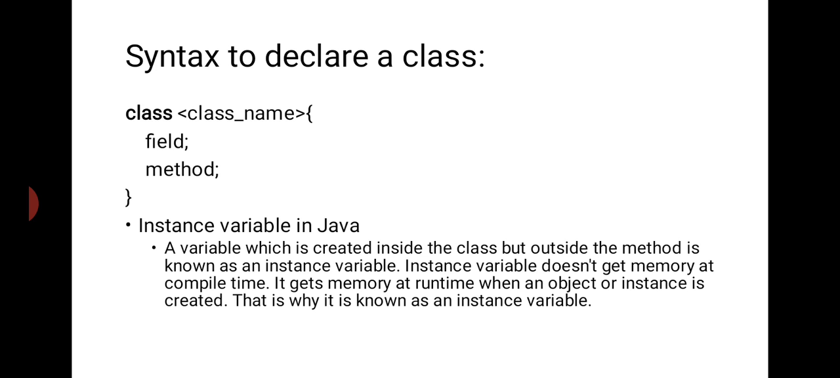Next comes the instance variable in Java. A variable which is created inside the class but outside the method is known as an instance variable. The instance variable does not get memory at compile time. It gets its memory at runtime when the object or an instance of a class is created, and that's why it's known as an instance variable.